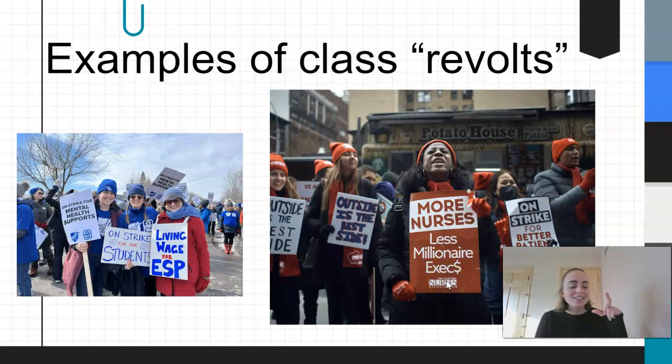So this is that exact class conflict that Marx is talking about, that the people, the working class, the nurses, the teachers, they're fighting back against the fact that these millionaire executives are making all the money and the working class people aren't getting the benefits that they deserve.